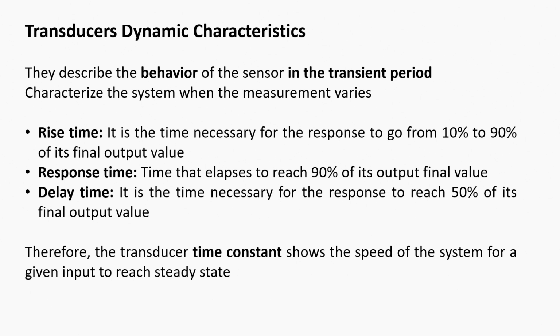The rise time, that would be the necessary time for the response to reach from 10 to 20% of its final value. The response time, that is the time elapsed to reach 90% in the output. And the delay time, that defines the time that the transducer needs to give 50% of the output's final value. We can then say that the time constant of a transducer will always be the speed of the sensorial system for a given input to reach its steady state in the output.